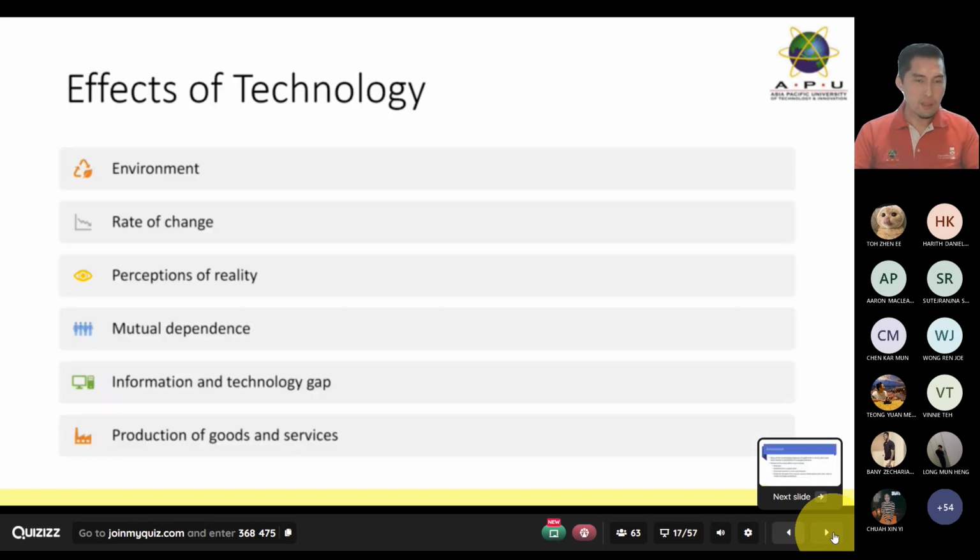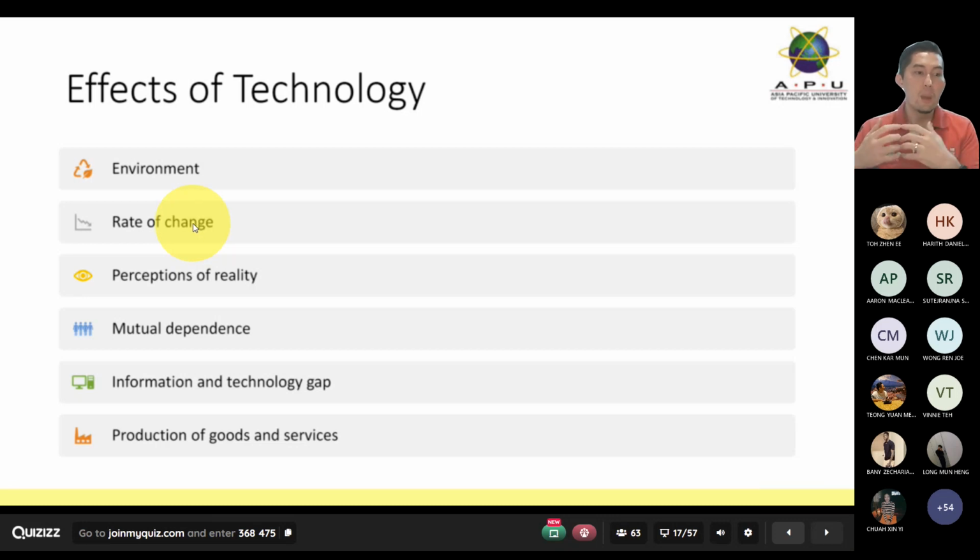So there are many different areas here that we are about to briefly go through, right? What are the effects of technology on the environment? What are the effects of technology on the rate of change? How has technology made changes and disruption happen at a much higher rate today? Perceptions of reality. This is a very old topic, but it has been revived recently, with newer technological findings as well.